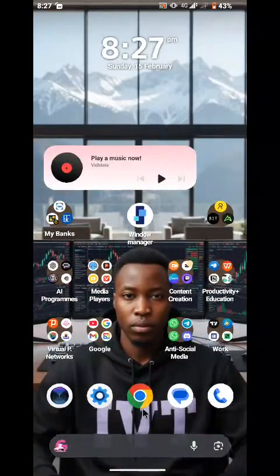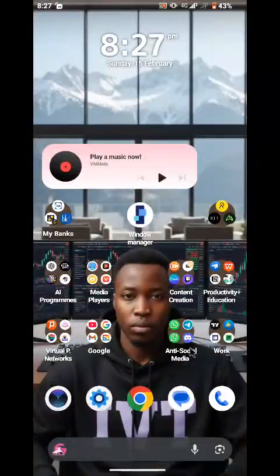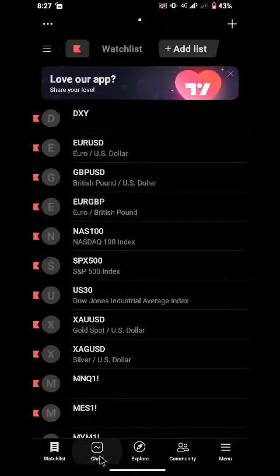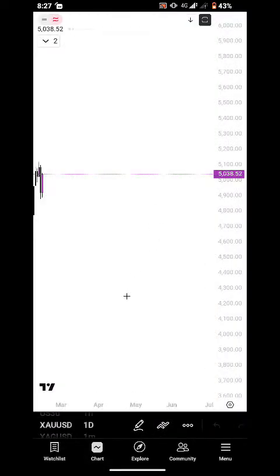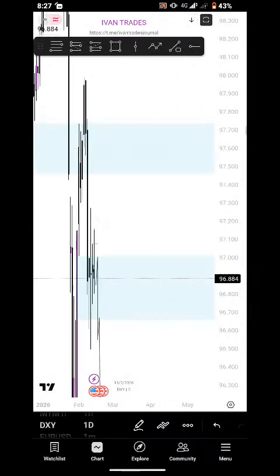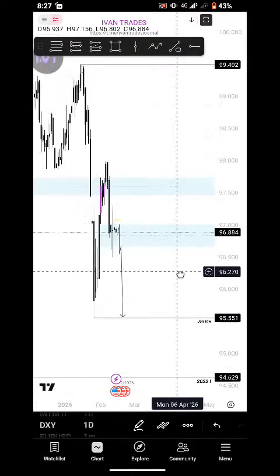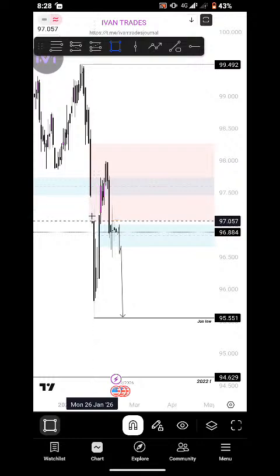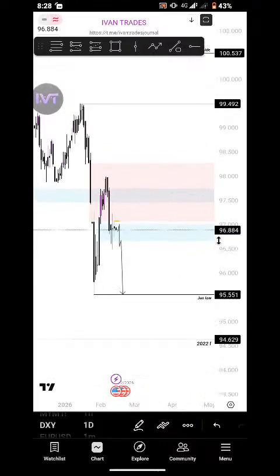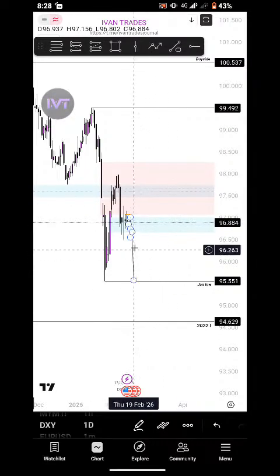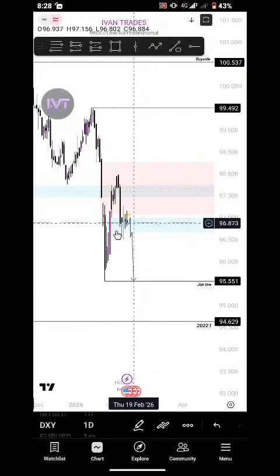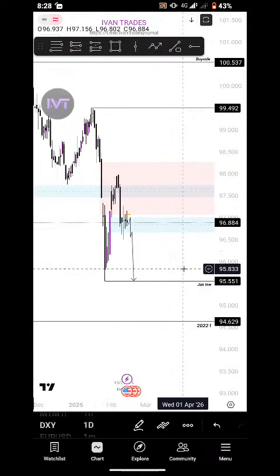Let me reload it. So if you go to the charts and start with the DXY, you can see, if you remember, I was anticipating, after respecting this bearish fair value gap right here, that I expect it to continue lower, even though the price is getting right here into this bullish fair value gap.